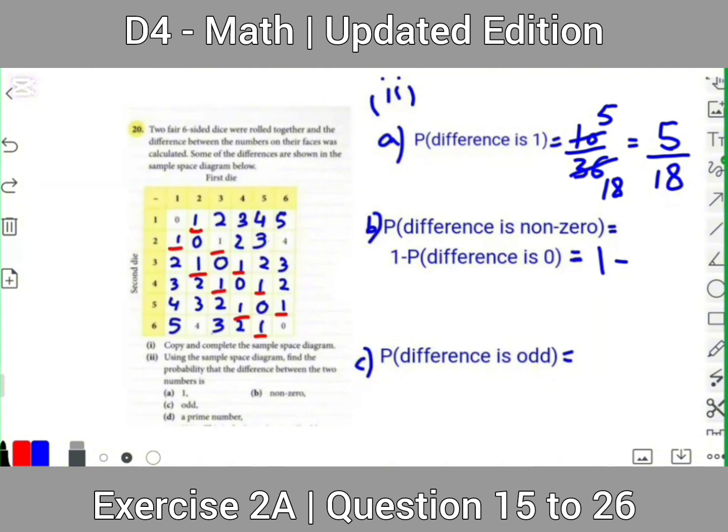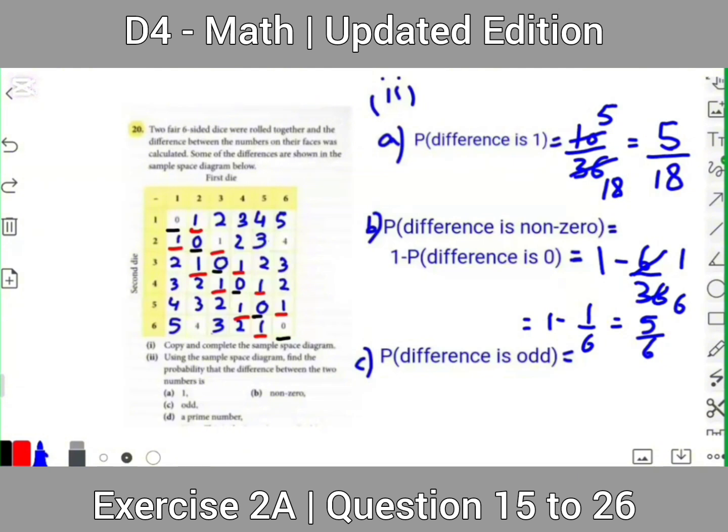So here we have 1, 2, 3, 4, 5, and 6. So the number of favorable outcomes is 6, and the number of total outcomes is 36. So it will become 1/6. And then we do 1 minus 1/6, and it will give us 5/6. So the probability that the difference is non-zero is equal to 5/6.